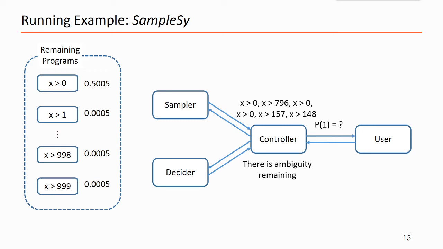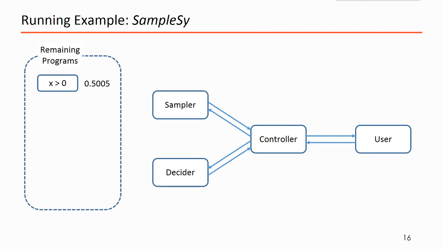After receiving the question, the user starts to think about the answer. Meanwhile, since the sampler is a background process, it still performs sampling. Suppose the user's answer is true. The controller feeds back this answer to the sampler and the decider. The sampler filters out all invalid samples, and both the sampler and the decider update their internal structures.